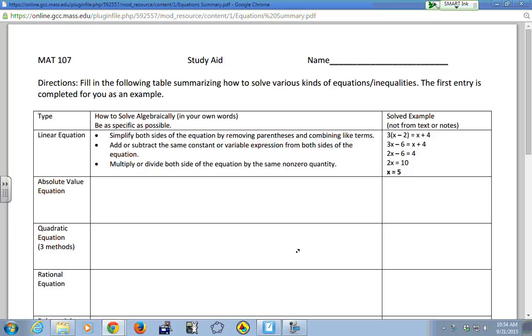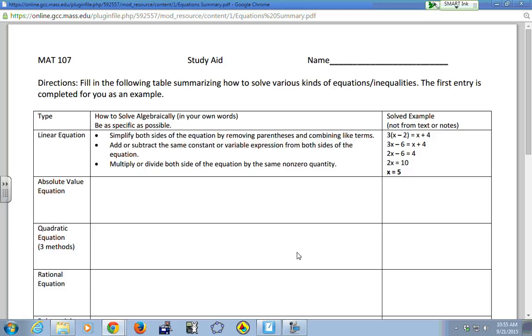Now you're allowed to bring in one 8.5 by 11 piece of paper for your test on Monday, as long as it's your writing. You can't be Xeroxing anything out of a book. And some people say, well, could I put it into Microsoft Word and type it? I don't care, as long as it's your work.